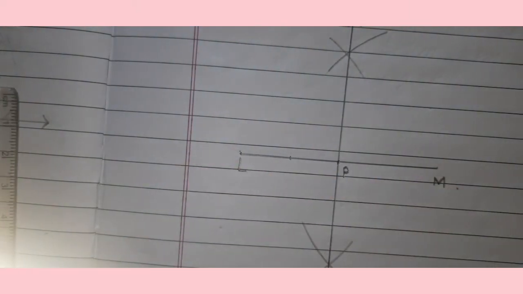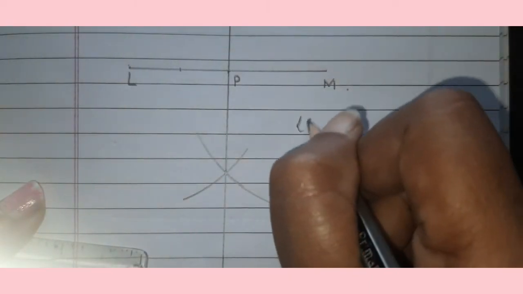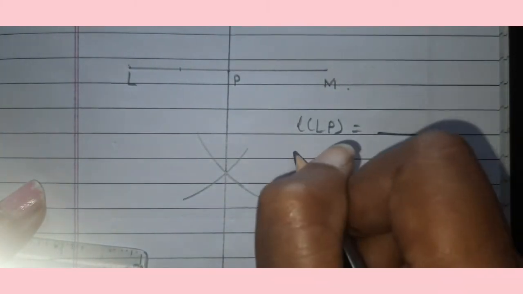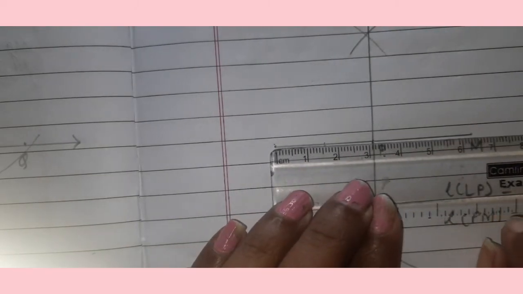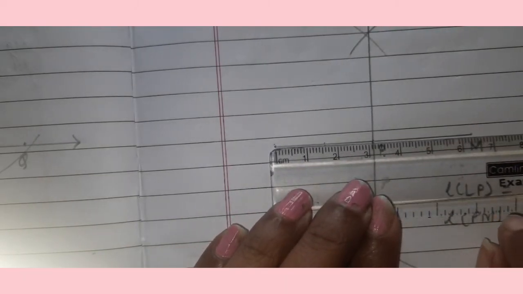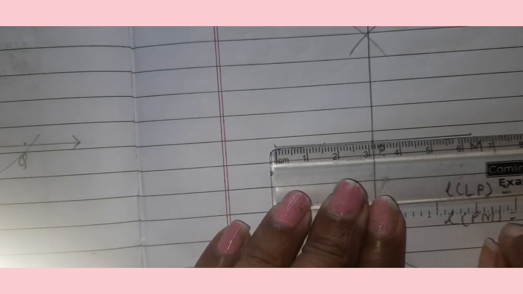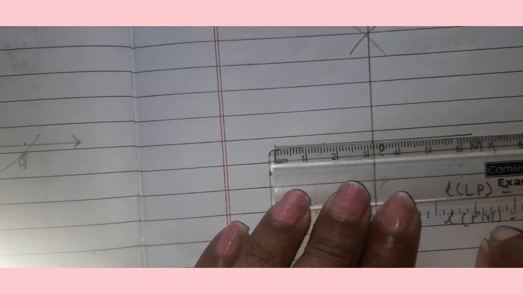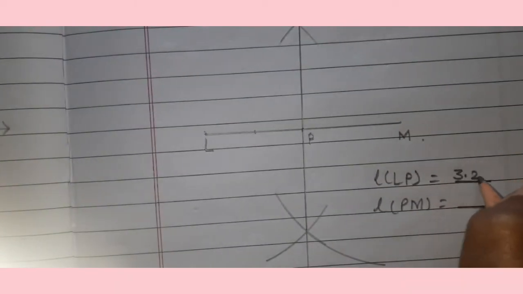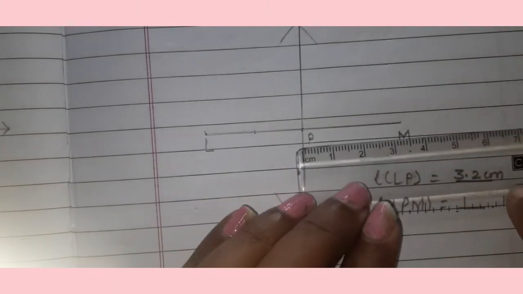Now name this point as P, wherever that line is intersecting line segment LM. Okay. Now what you have to do is measure the length of LP and measure the length of PM. Okay. So measure LP first. Are you able to see that it is 3.2 centimeter, right? 3.2 centimeter. So PM will also be 3.2 centimeter.